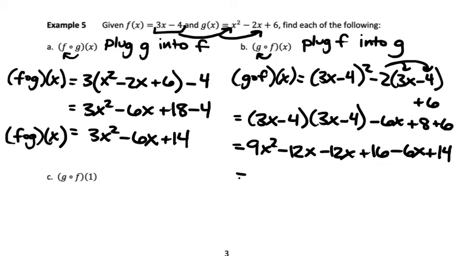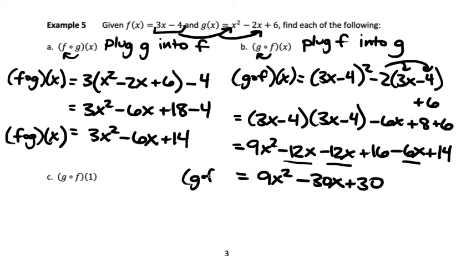And then finally, combining all the like terms all together gives me 9x squared. I don't have any other x squareds. I have minus 12x, and minus 6x. That's a total of minus 30x. Negative 12 plus negative 12 plus negative 6 is negative 30. And then I have plus 16 and plus 14. That's plus 30. So this is my answer for g of f of x.